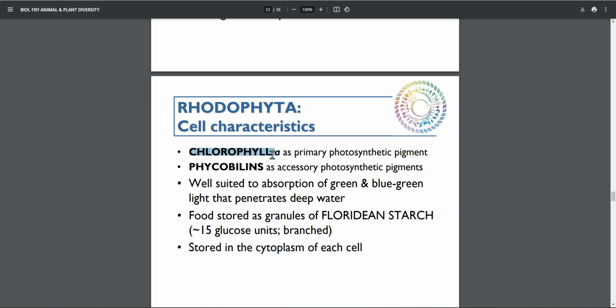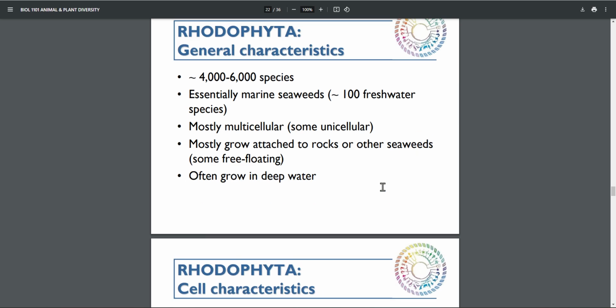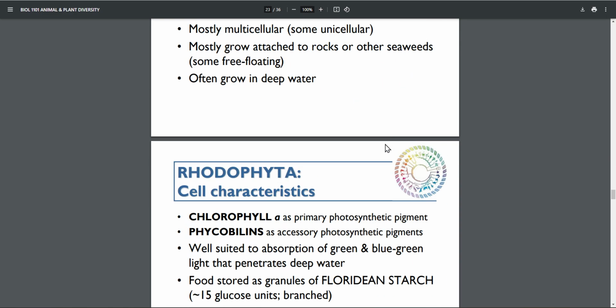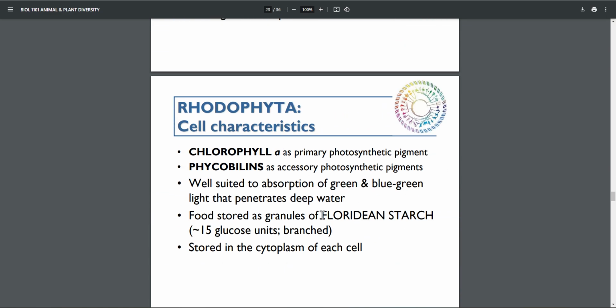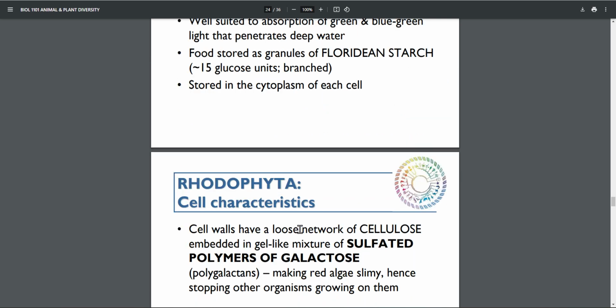Right, so they have chlorophyll a as the primary photosynthetic pigment, with phycobilins as accessory ones. They absorb green and blue-green light very well, and they reflect red light, giving them the red appearance. And they use Floridean starch, not normal starch, Floridean starch. And they store this Floridean starch in the cytoplasm.